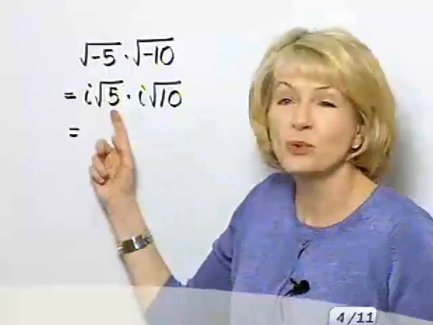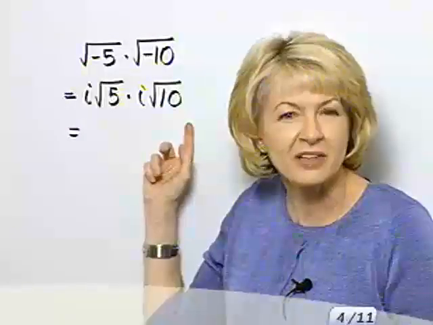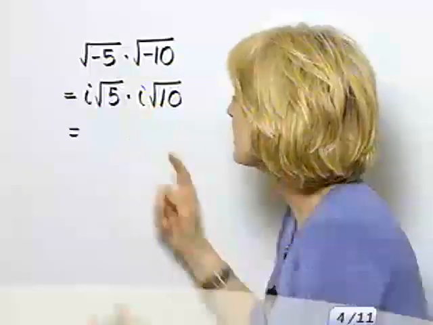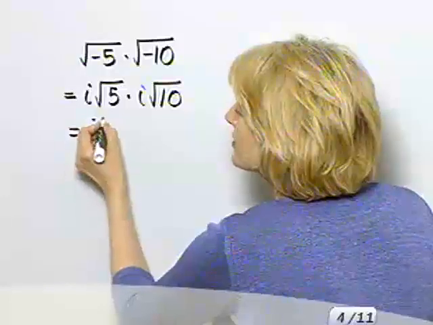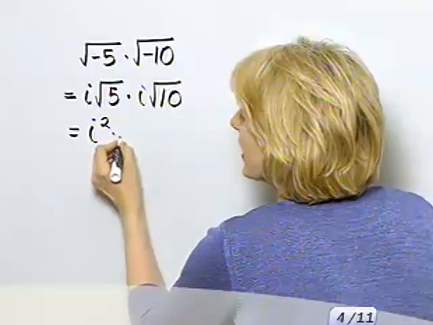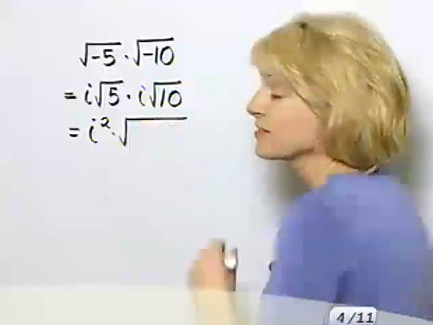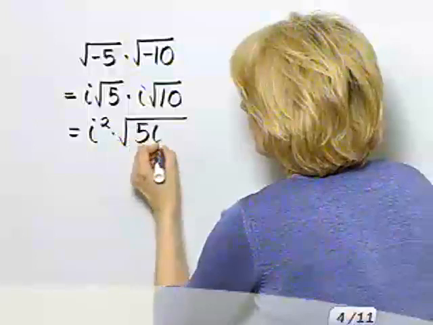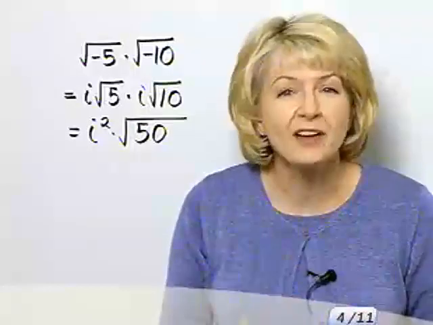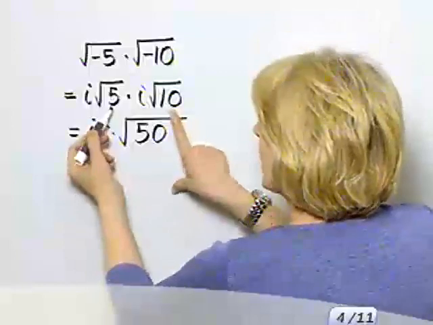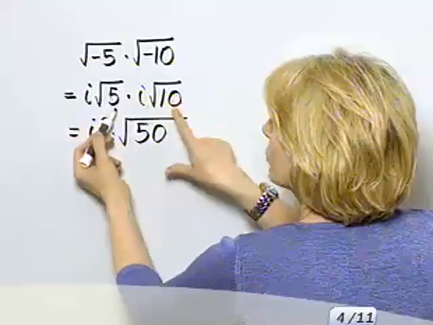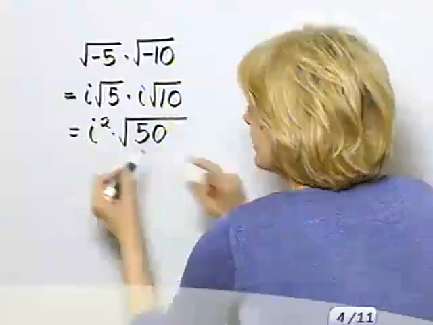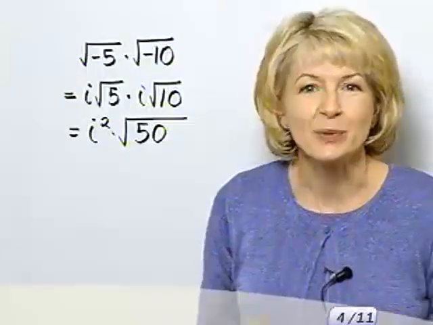Now we're taking the square root of a positive number. Now we can use the product rule. So this is i times i, which is i squared, and then times the square root of, what is this, 5 times 10? 5 times 10 is 50. Now we're just continuing to simplify, but notice I did not use this part of the product rule until I had non-negative radicands. Now let's deal with the square root of 50, and let's deal with i squared.